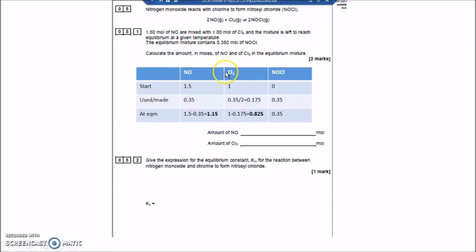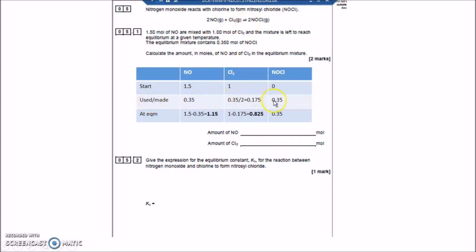So let's put the three chemicals, the two reactants, the NO and the Cl2, and then the product, the NOCl. And then let's say how much we've got at the start. So at the start we've got 1.5 moles of NO. It tells me that I've got 1 mole of Cl2 and I've got no moles of NOCl. No surprise, because I've not mixed them yet. So when I mix them and I wait for equilibrium to be reached, remember that's the point where the concentrations of the reactants and the products no longer change and the forward and backward reactions are going at equal rates.